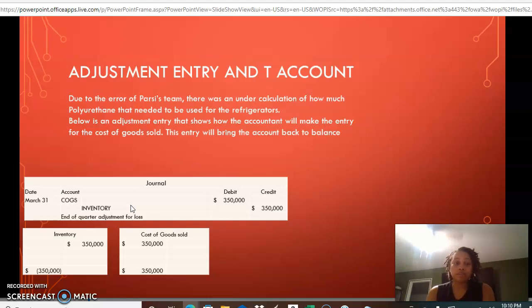So in the T accounts, we would then credit $350,000, and this reflects the loss in inventory. And then cost of goods sold, we would debit $350,000.